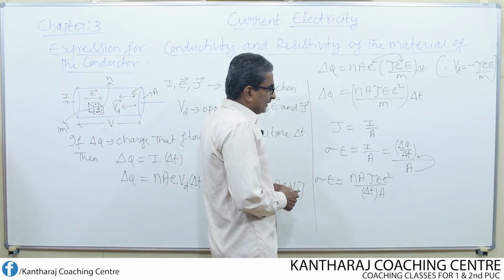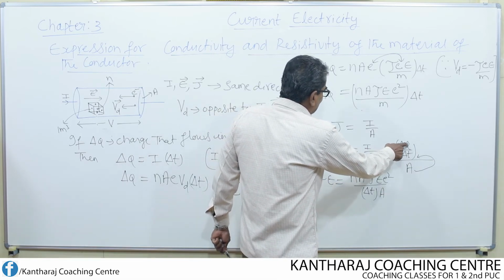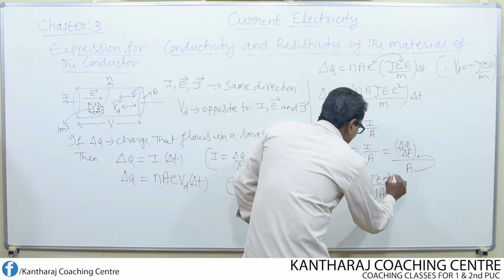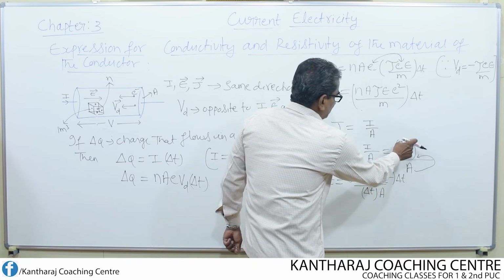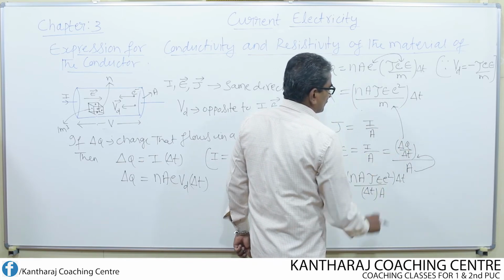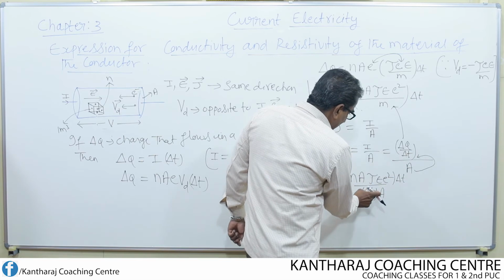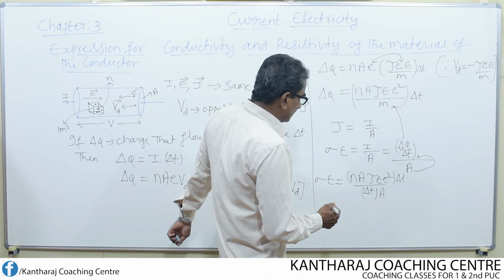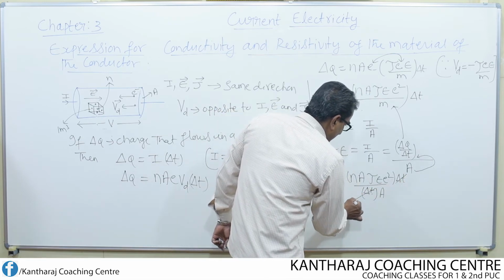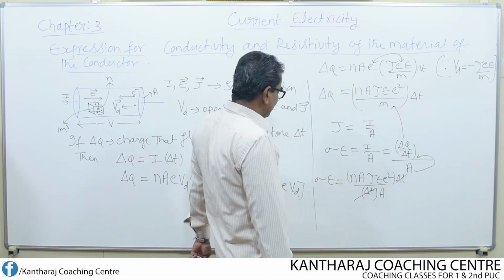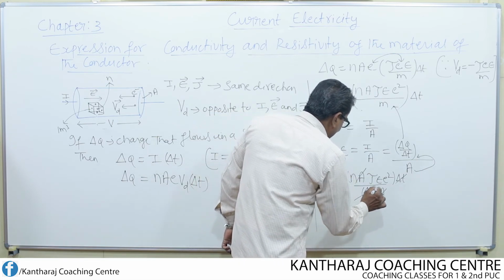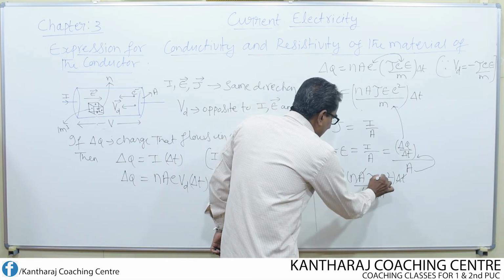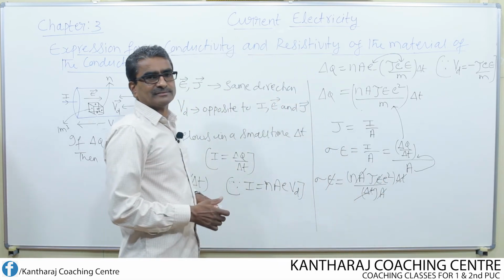See, what we have done means, we have substituted for delta Q as equal to NA tau E square by m into delta T. So, we have to write delta T also. Substitute for delta Q equal to this much. Then divided by delta T. Delta T is there as it is. A shifts to denominator of the numerator. Now, what are the terms that get cancelled? Delta T gets cancelled. Then A and A get cancelled. What is left now? E and E also get cancelled.